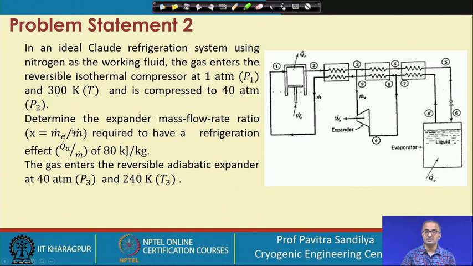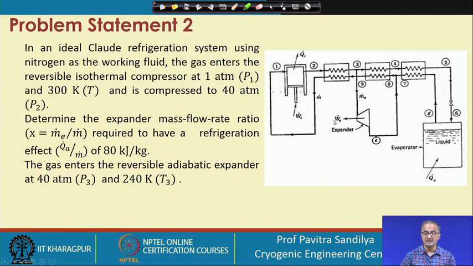Now, we have been asked to find out the expander mass flow ratio, that means how much fraction of the total flow has been taken to the expander. So, this we have to find out, and we have been given the refrigeration effect of 80 kilojoule per kg, that is the refrigeration we are obtaining. This here means how much QA we are taking from here. This is the one which has been given to us per unit mass of the gas compressed, and the gas enters the reversible adiabatic expander at 40 atmosphere and 240 K. So, these are the given data.